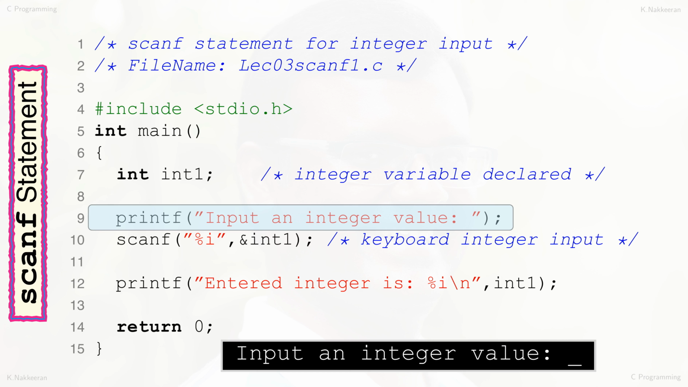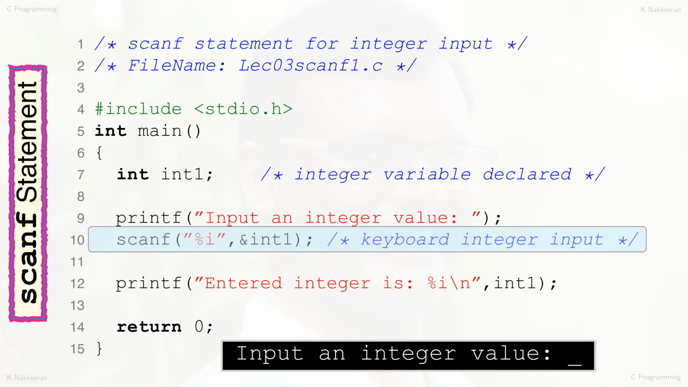In this C program using scanf statement, an integer value is received as input through the keyboard for the declared integer variable int1. In line 9, to make the program user-friendly and to inform the user that further program execution needs an integer input through the keyboard, an appropriate message is displayed on the monitor. Program control after displaying this message will wait for the user action for input through keyboard, as shown in the output at the bottom of this screen.